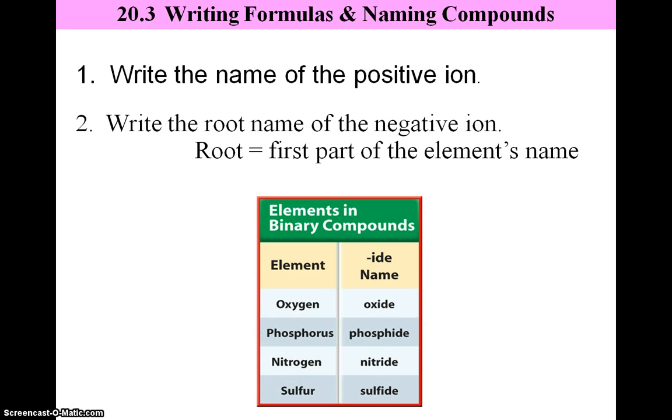Now, naming. When we see a formula, we always start by writing the name of the positive ion first, and then we write the root of the negative ion, and we change the ending to IDE. So all the examples that we've already seen have been using this method. Usually the root is the first syllable. So here it would be ox, so it would be oxide. Phosphide, nitride, sulfide. You'll start to learn what those are as we use them and you hear them.